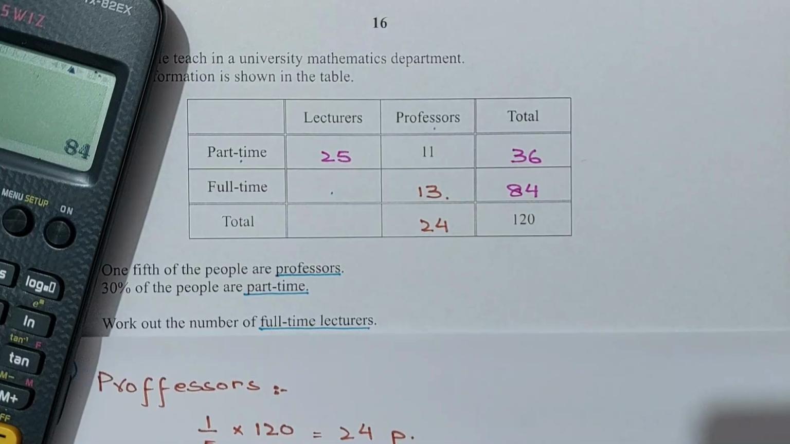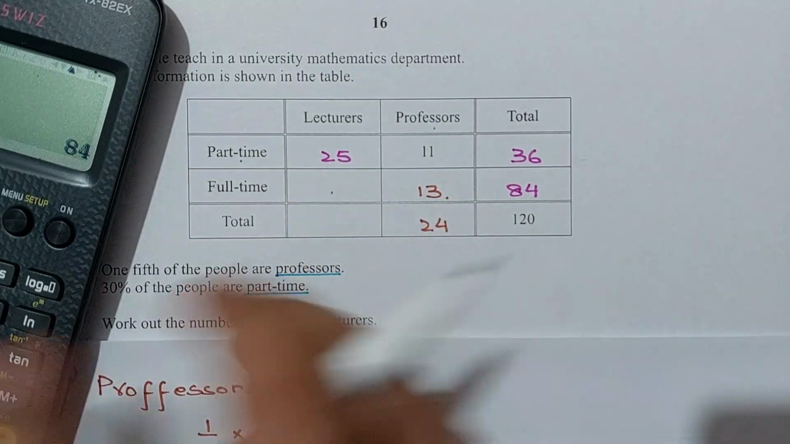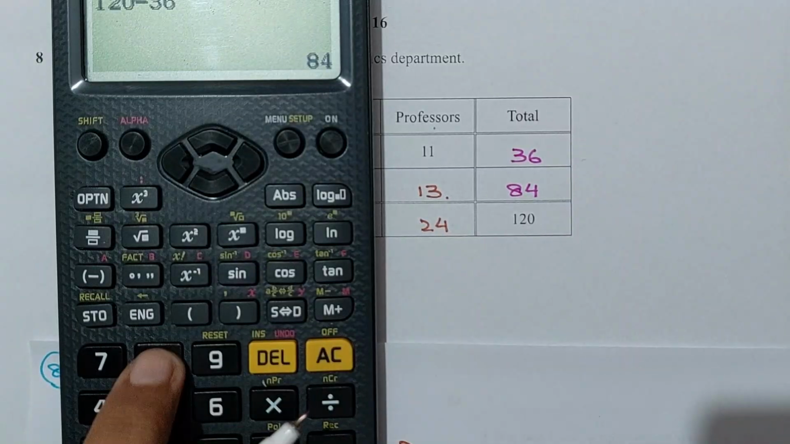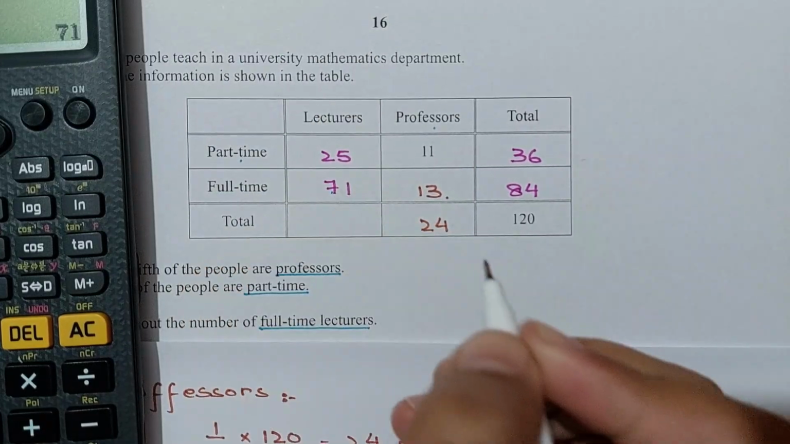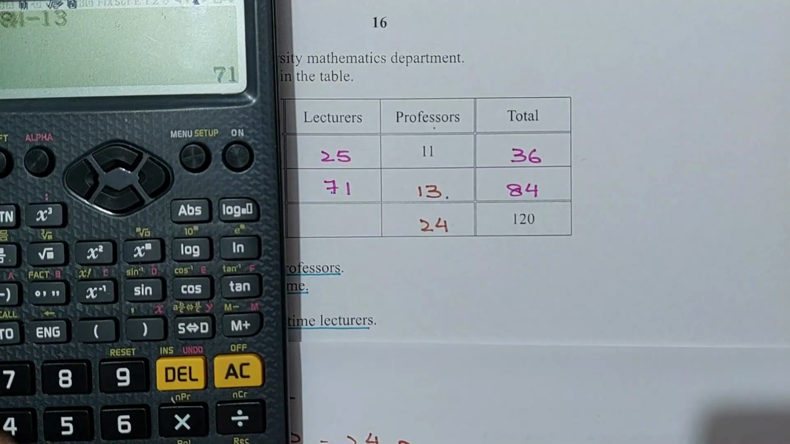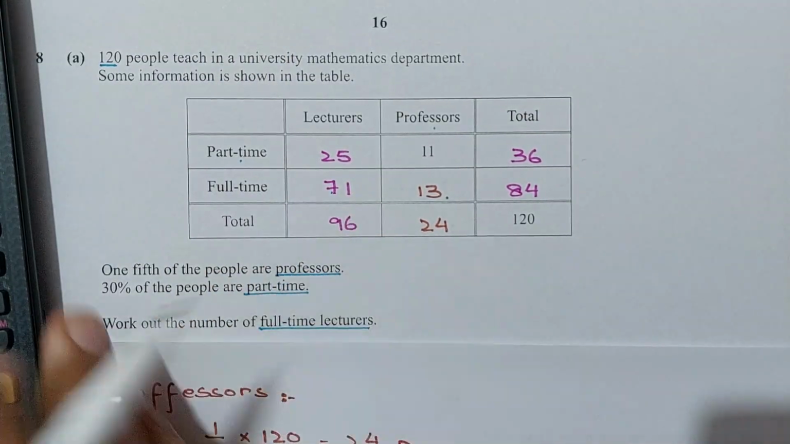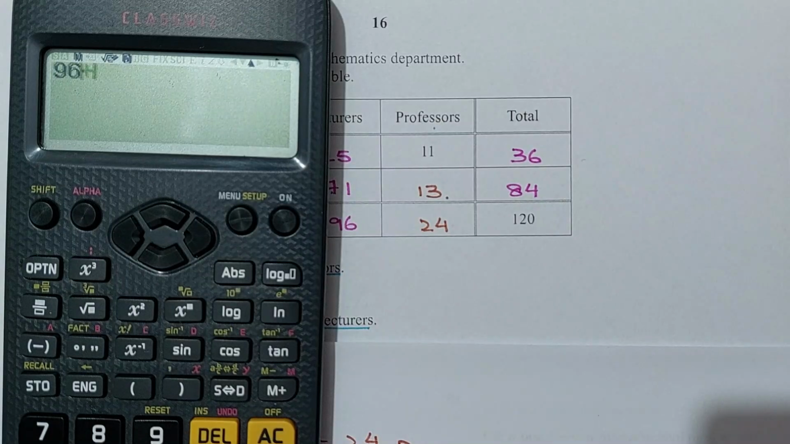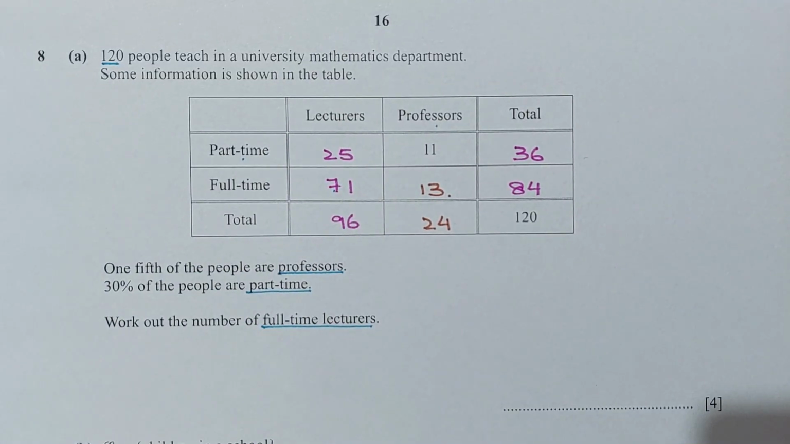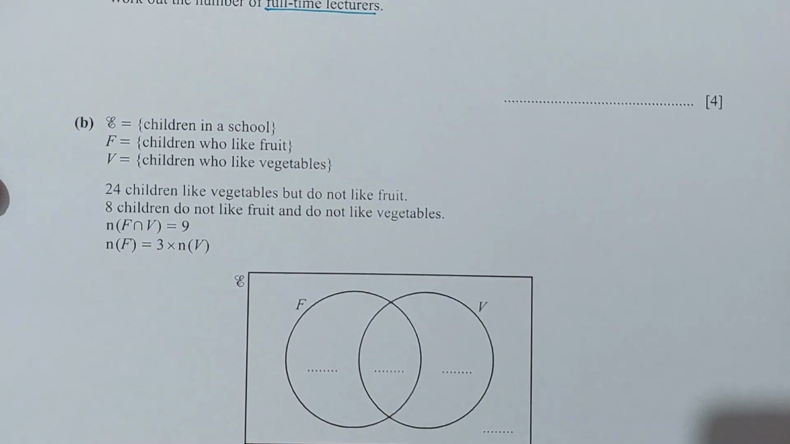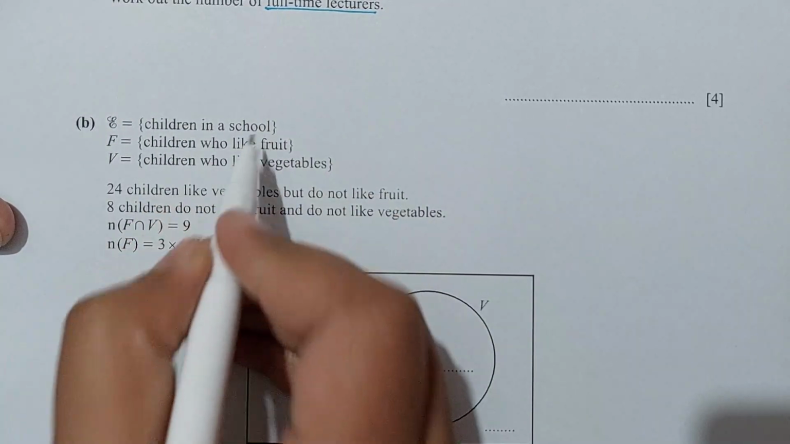Okay, we have to find the number of full-time lecturers. So 84 minus 13, 71 are the full-time lecturers, and this sum is 71 and 25. This is 96. And when we add 96 and 24, this is 120. Yeah, it's interesting. Okay, now for part B, we have a universal set, which is students in a school.